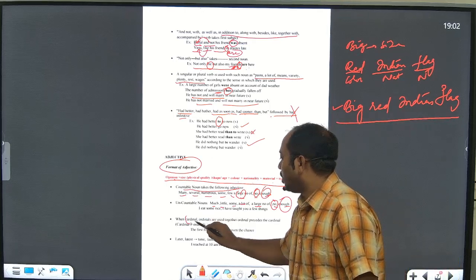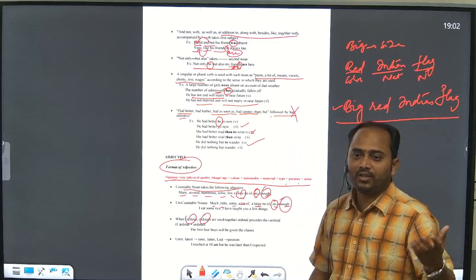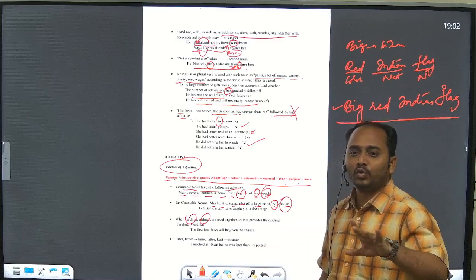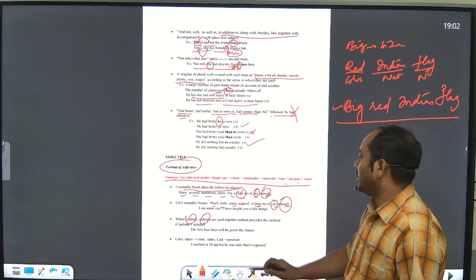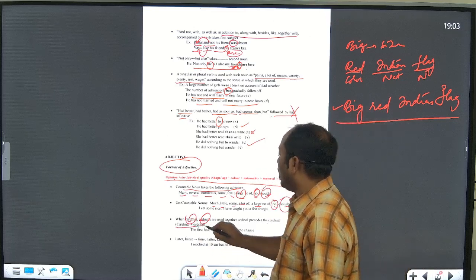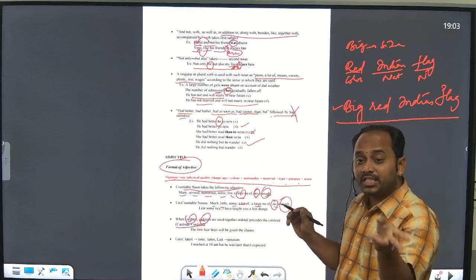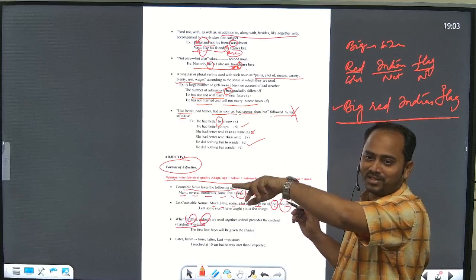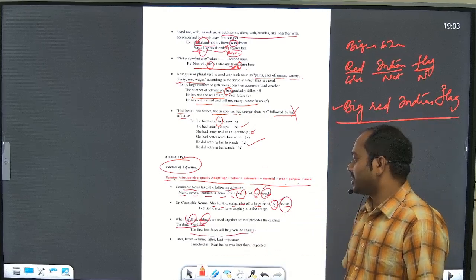Next, cardinal, ordinal. Do you know what a cardinal is? 1, 2, 3, 4 we call cardinal numbers. And ordinal numbers means first, second, third, fourth. So when you write both at a time, cardinal and ordinal, the order in the sentence is ordinal plus cardinal. The first four members, but you should not use the four first members, wrong usage. So here the first four boys will be given the chance.